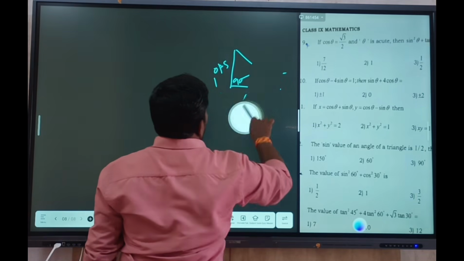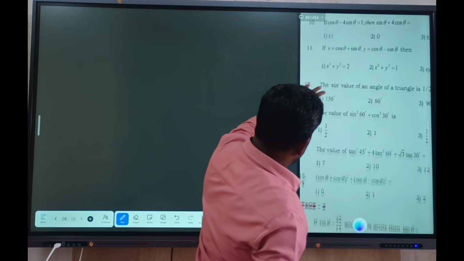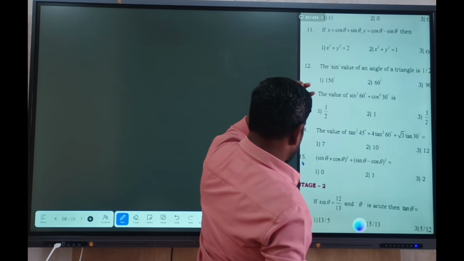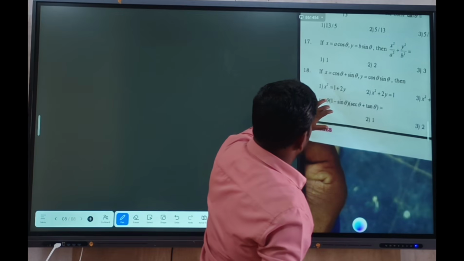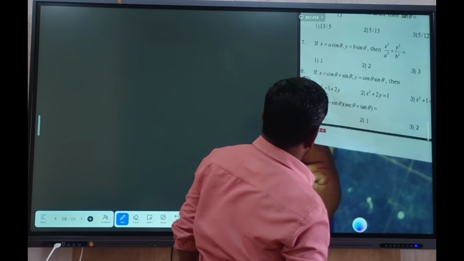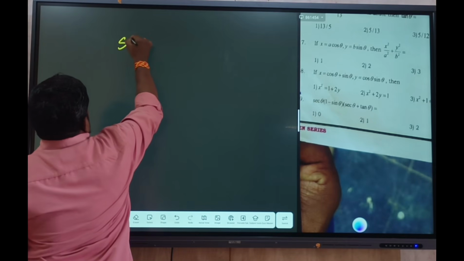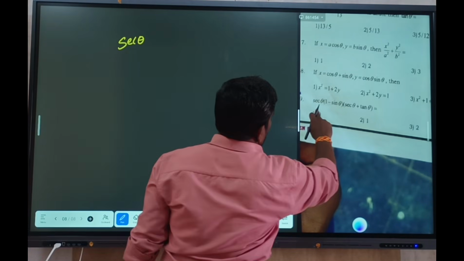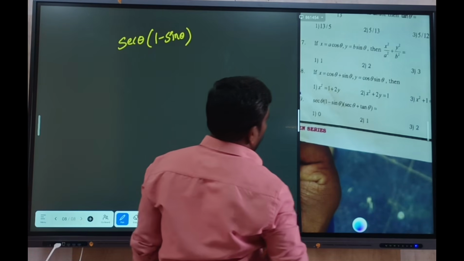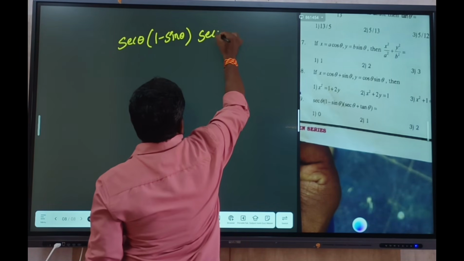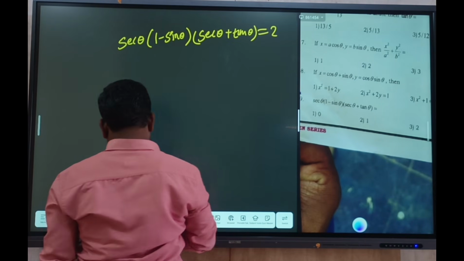Now I am taking the remaining questions. This type of question is given: secant theta by 1 minus sin theta. Suppose the question is secant theta, 1 minus sin theta, secant theta plus tan theta. What is the value? Options are given.